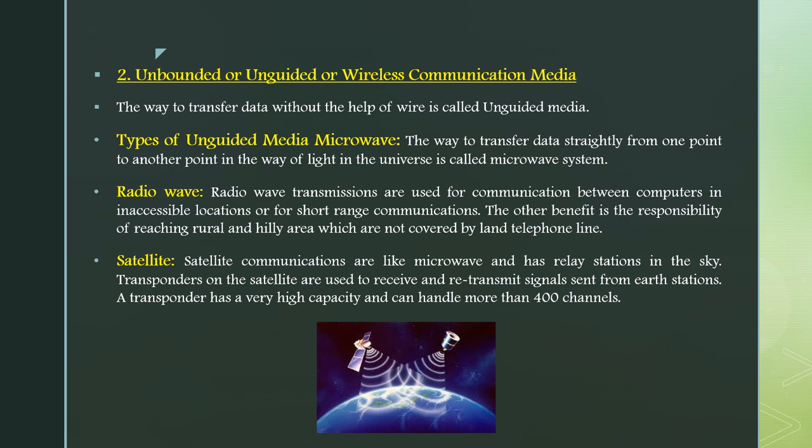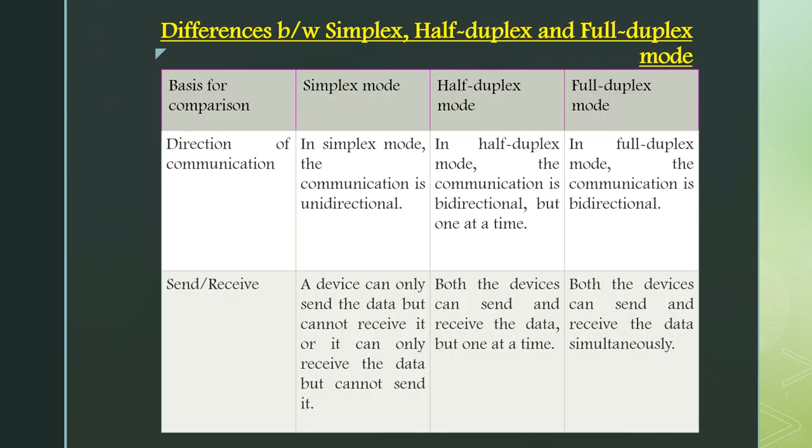Satellites. Satellite communications are like microwave and have relay stations in the sky. Transponders on the satellite are used to receive and retransmit signals sent from Earth stations. A transponder has a very high capacity and can handle more than 400 channels.